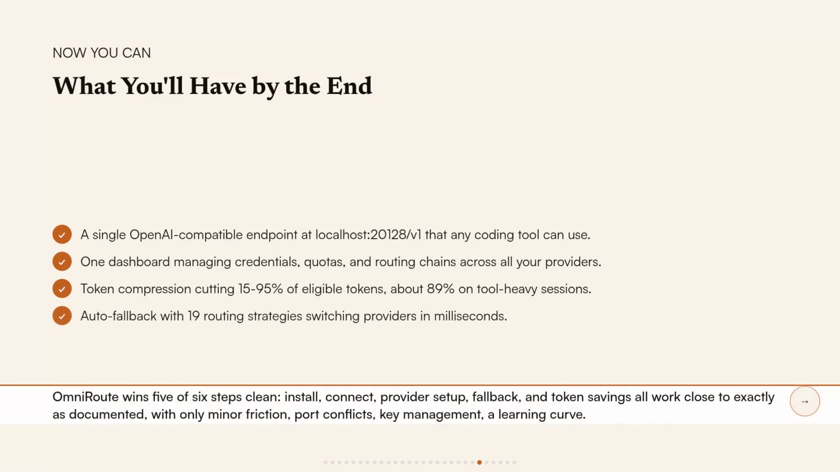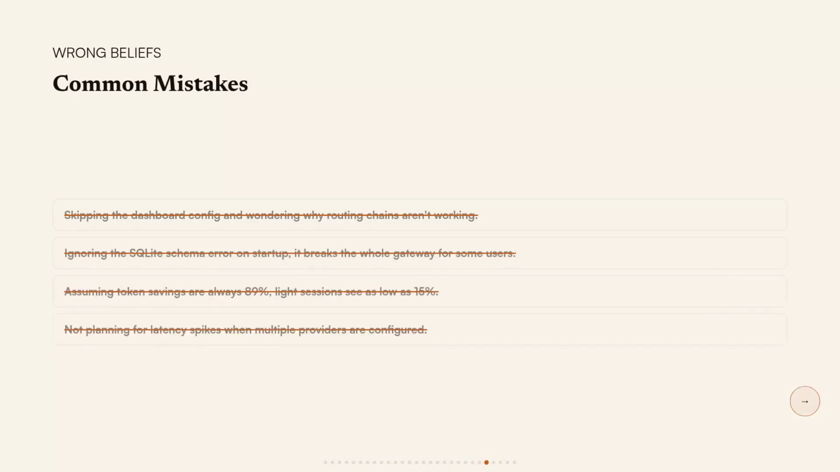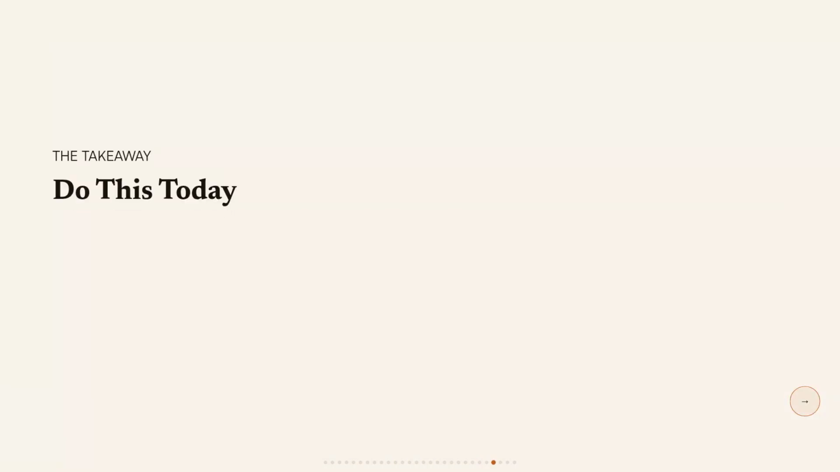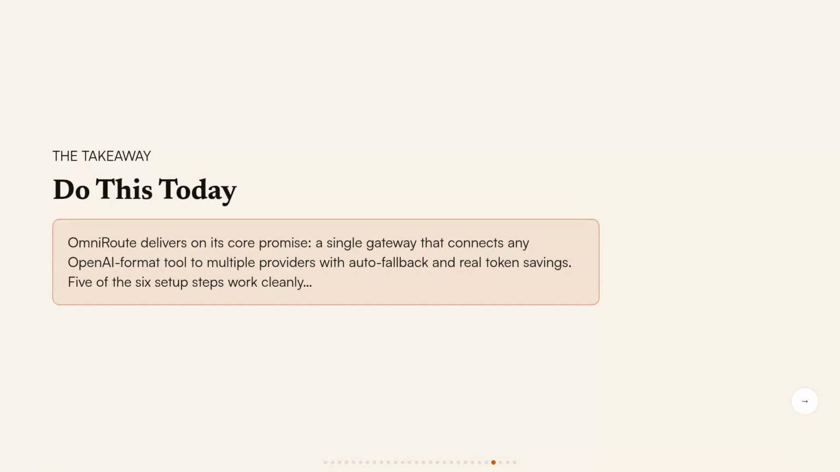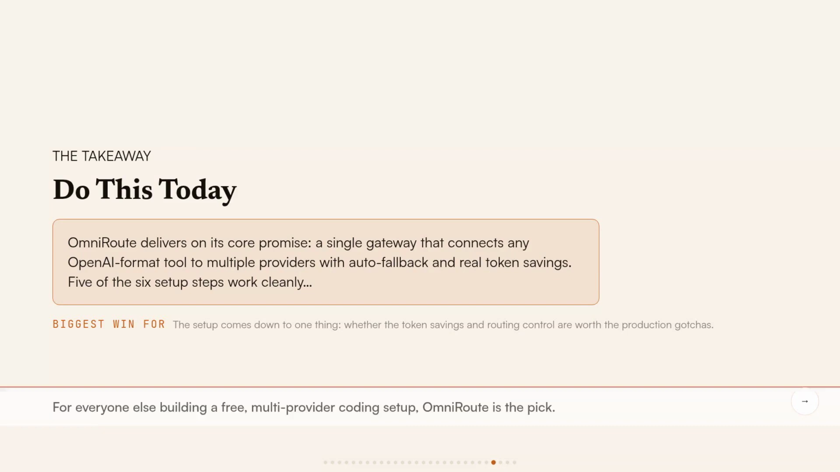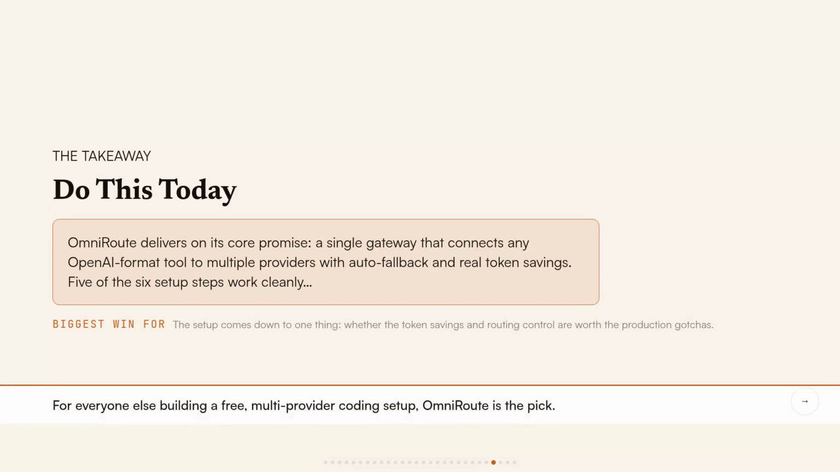Here is where the second pick clearly pulls ahead. OmniRoute plus OpenCode is worth setting up. The decisive reason: 5 of the 6 setup steps work exactly as documented. The token savings are real even at the conservative end, and connecting OpenCode costs you 0 extra configuration once the gateway is running. If you need zero-tolerance production reliability with multiple providers configured, wait. The crashes and latency spikes are real enough that you should have monitoring in place before you rely on this for anything mission-critical. For everyone else building a free, multi-provider coding setup, OmniRoute is the pick.